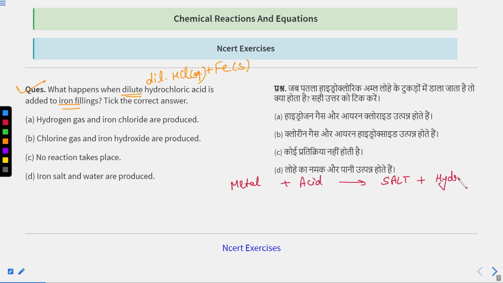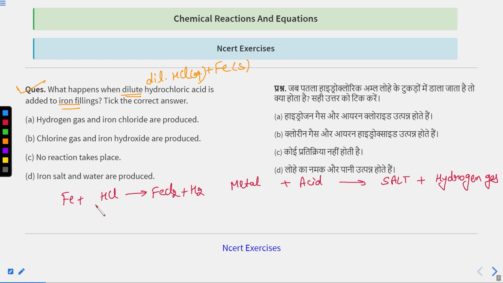And hydrogen gas, whenever we bring any matchstick or any burning candle near the hydrogen gas, it will burn with a pop sound. Okay, it will burn with a pop sound. So the question is saying that what happens when dilute HCl is added to iron filings? So Fe plus dilute HCl gives FeCl2 plus hydrogen gas.